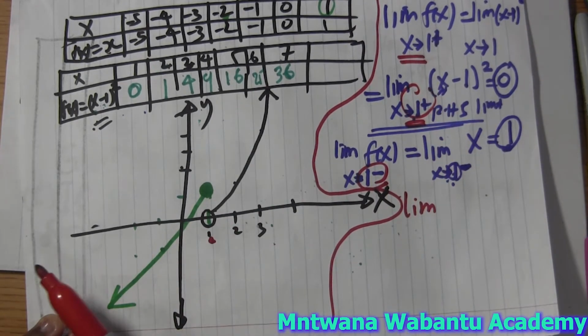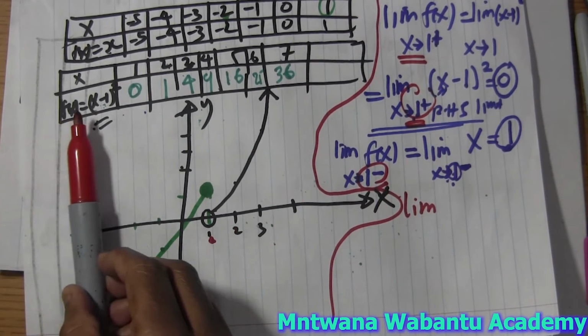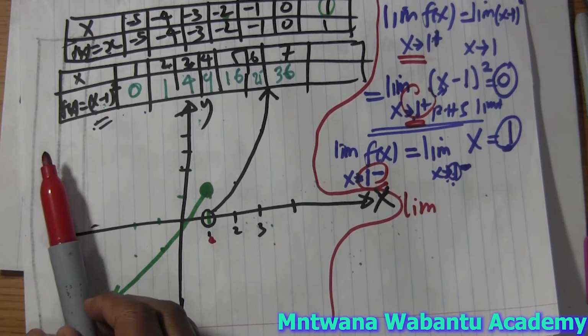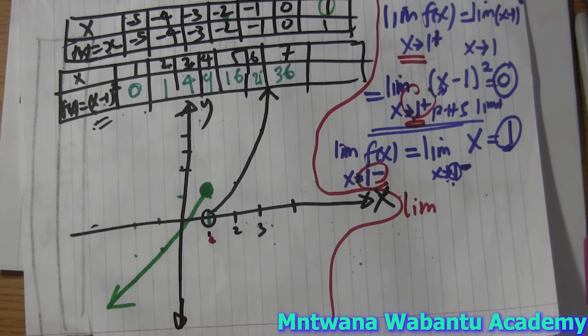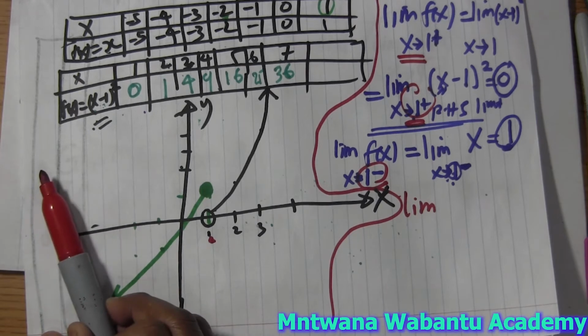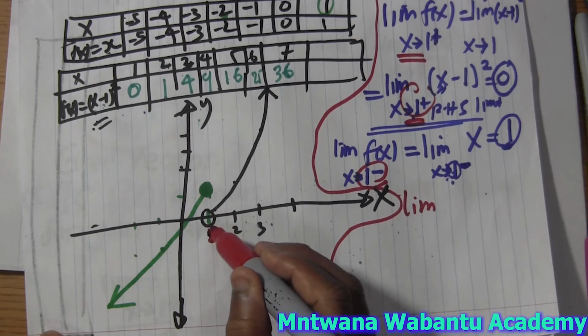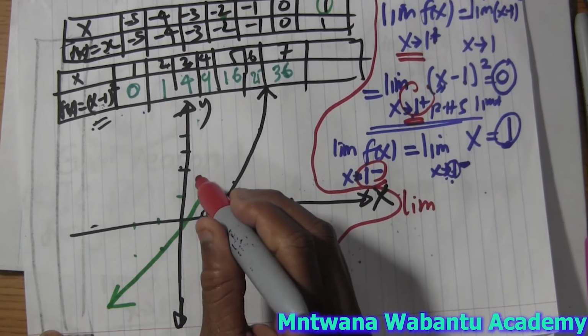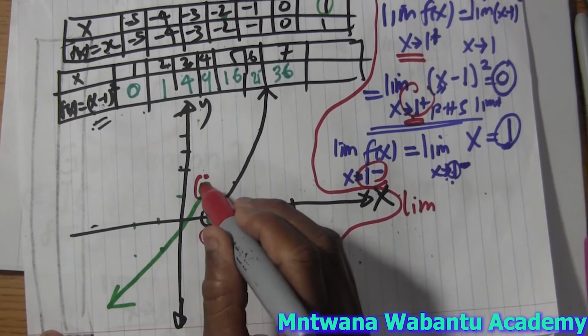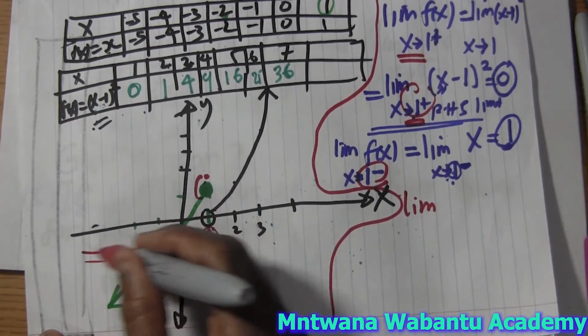If I come from the left, look, I'm moving like with a snow plow, or with a grader. If I come with a grader or whatever I'm coming with, I'm going to bump this one first. So if I approach 1 from the left, this is the graph I'm going to read, not this one. This is the one, because this is the one I bump first.